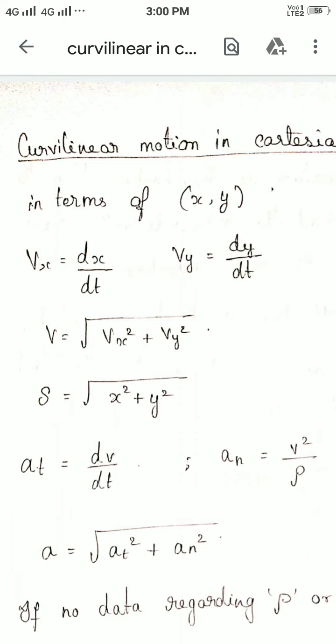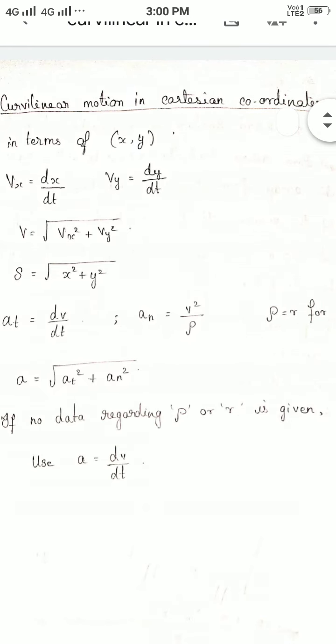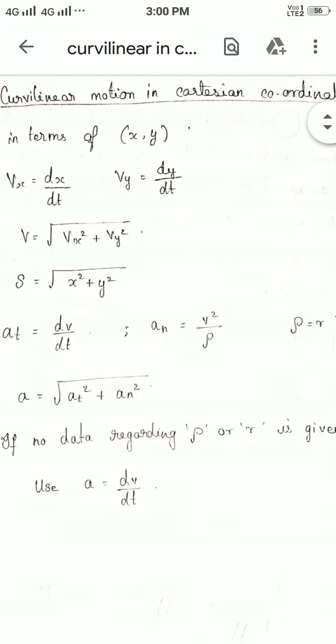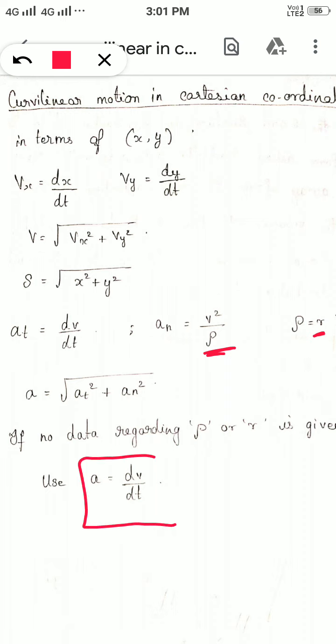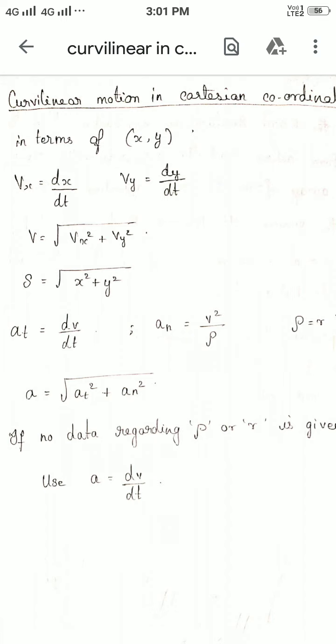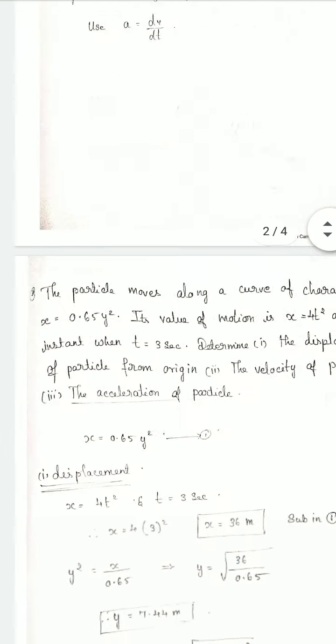This is your normal thing. And if they are not providing any data regarding rho or r in the question, if they are not providing any rho value or r value, we are going to calculate a as dv divided by dt. This is your first initial steps of curvilinear motion. You have to study this formula first, then we'll go to the problems. So I'll go to the problem now.